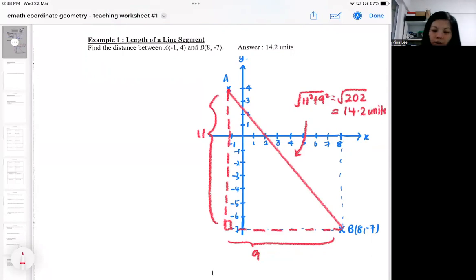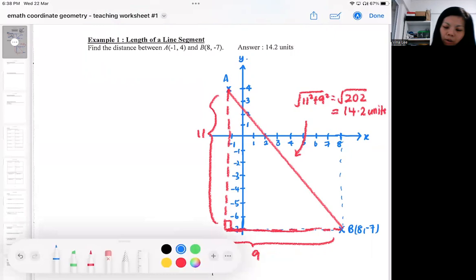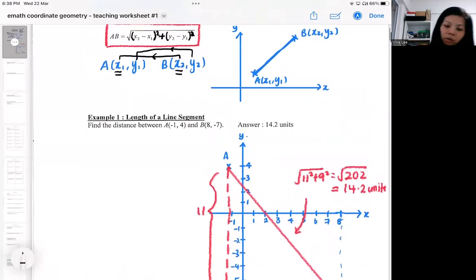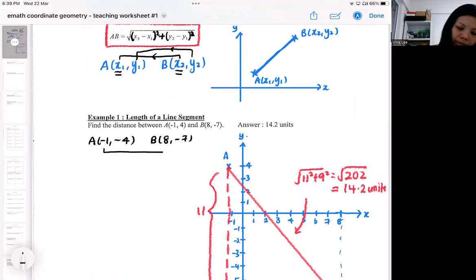So if you draw it out and you try to do the Pythagoras theorem, you will get the length, but it's going to be very troublesome. So I'm going to show you how do we use the formula. So I'm going to put the coordinates side by side first. Okay, and remember you look at the formula, you need to subtract the x coordinate. So which direction will you prefer to subtract? It doesn't matter. So I prefer to subtract like this.